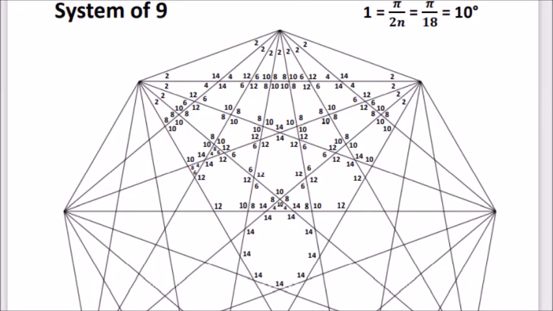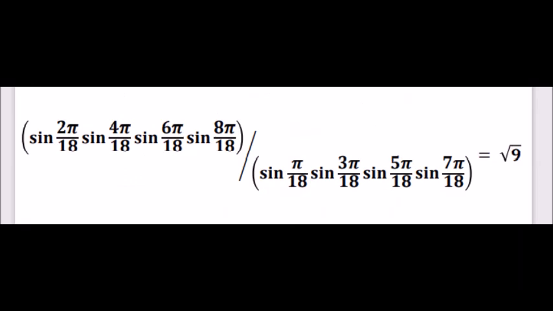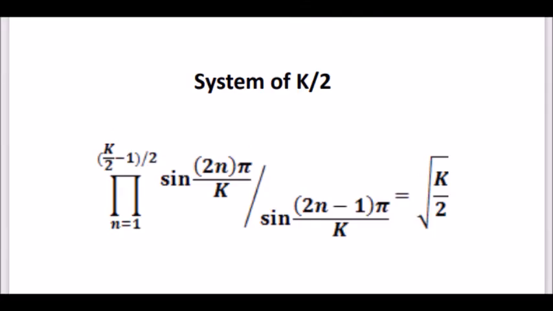And as we did earlier, the angles of the system of 9 are all multiples of the base angle, pi over 18. And we can also look at the ratios of sines, here being equal to the square root of 9, which resolves down to just 3. Now, more generically, this is a representation or formula for any K-star polygon that exists, which I found very interesting as well.